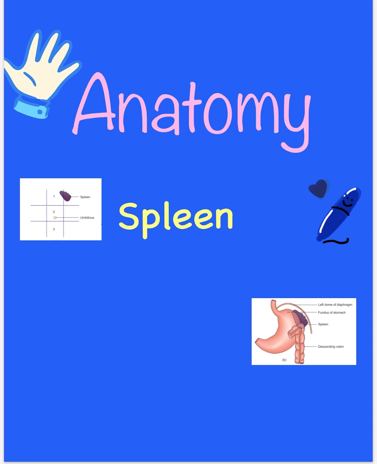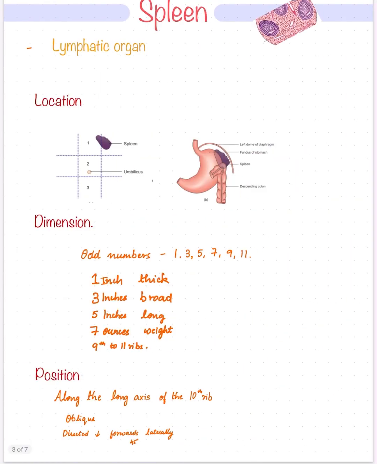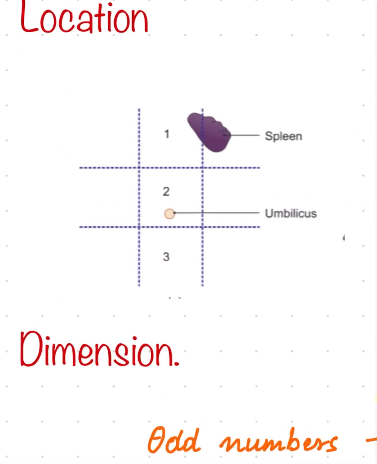So today we'll be learning about the spleen in this video. So let's get started. The spleen is a lymphatic organ. It is connected to the blood vascular system. So let's get to know about location, dimension, position, external features and relations, blood supply, nerve supply, lymphatics and clinical anatomy of the spleen. So first we'll deal with the location.